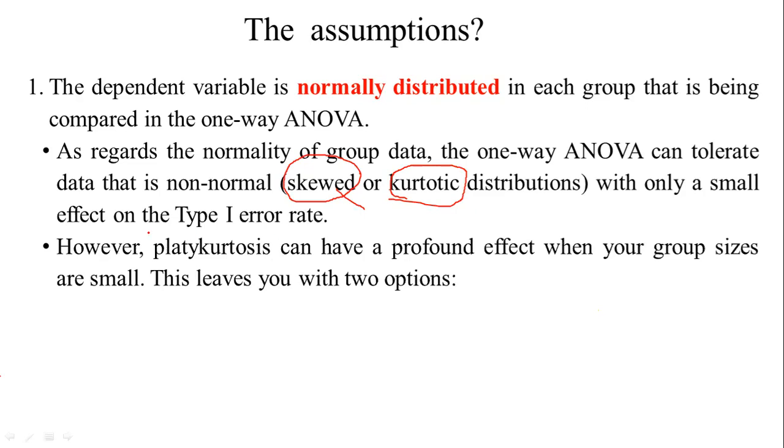Kurtosis data, if you are drawing a data and then you have a data that moves on like that, it does not have a bell shape. But when you get to the top of the data, there is a flat plateau. This data is dangerous and you cannot use ANOVA. So you must have a data that is normally distributed.